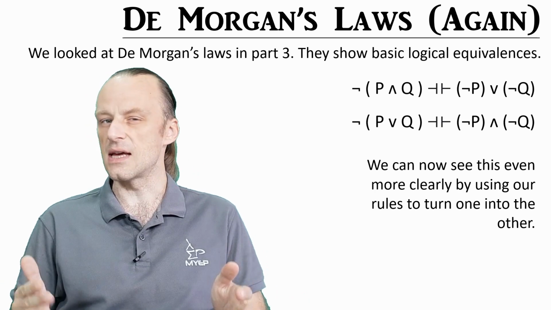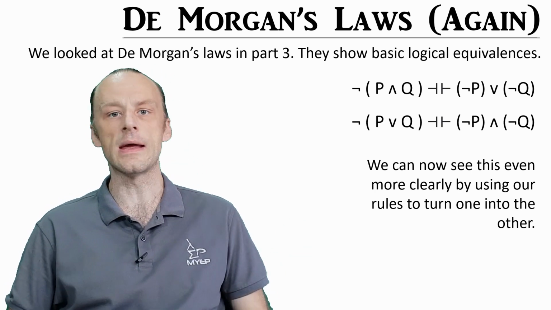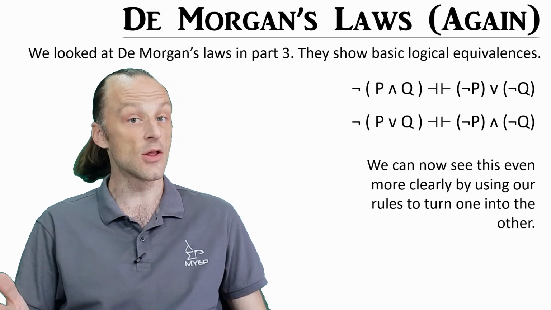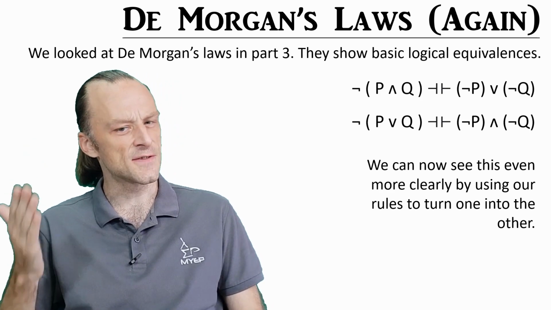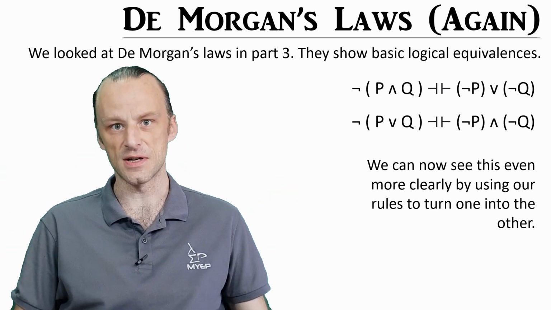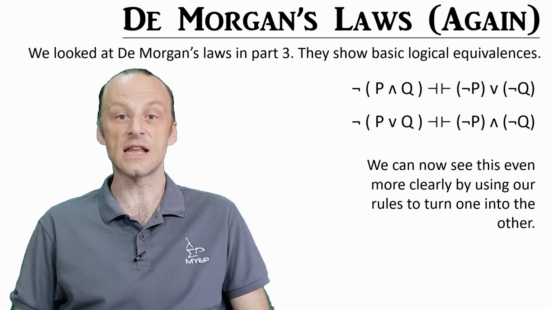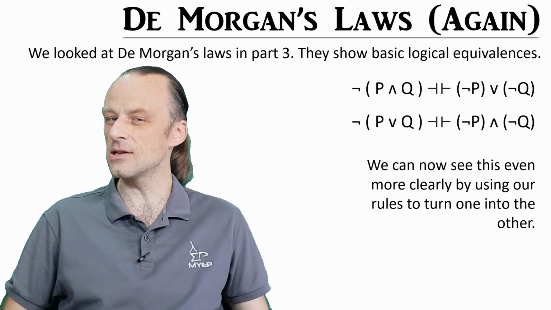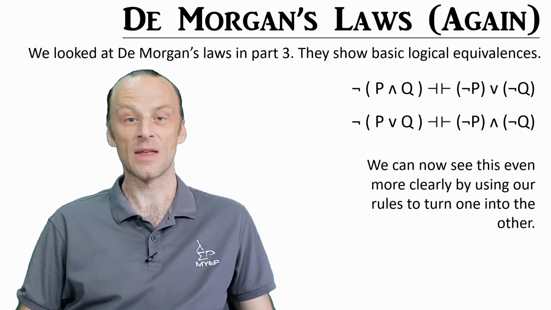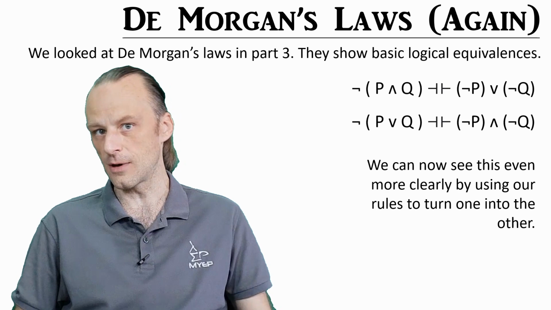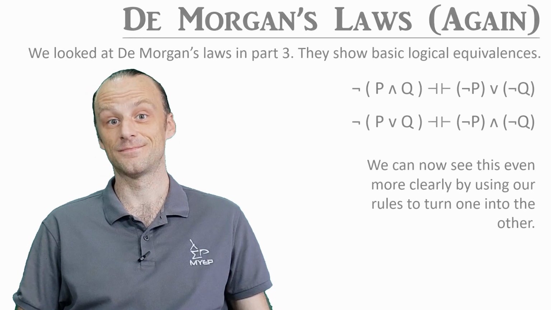The first law says that not (P and Q) implies not P or not Q, and vice versa. In other words, if the conjunction of the two is false, then one of those two must be false, and vice versa. The second law states that not (P or Q) implies not P and not Q, and vice versa. In other words, if the disjunction of the two is false, then neither one of them can be true, and vice versa. Let's look at the truth tables for these laws.